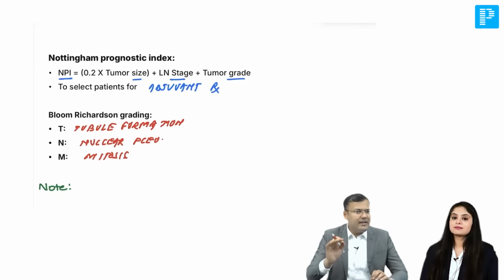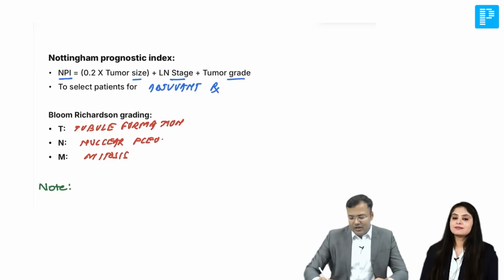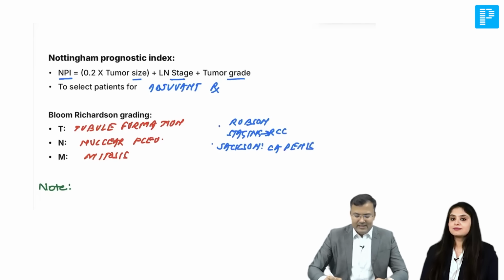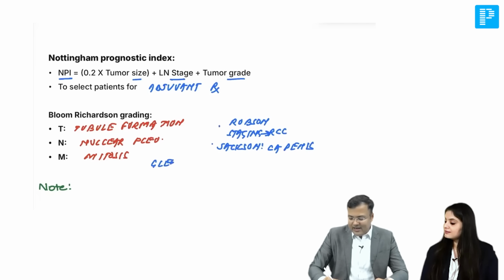So there are lots of named stagings and gradings. Another grading which is asked in exam is Gleason grading. If you see in urology, there is Robson staging, and this Robson staging is used for RCC. Next, there is Jackson staging. This Jackson staging is for carcinoma penis, and there is grading, Gleason grading, and this Gleason grading is for CA prostate.